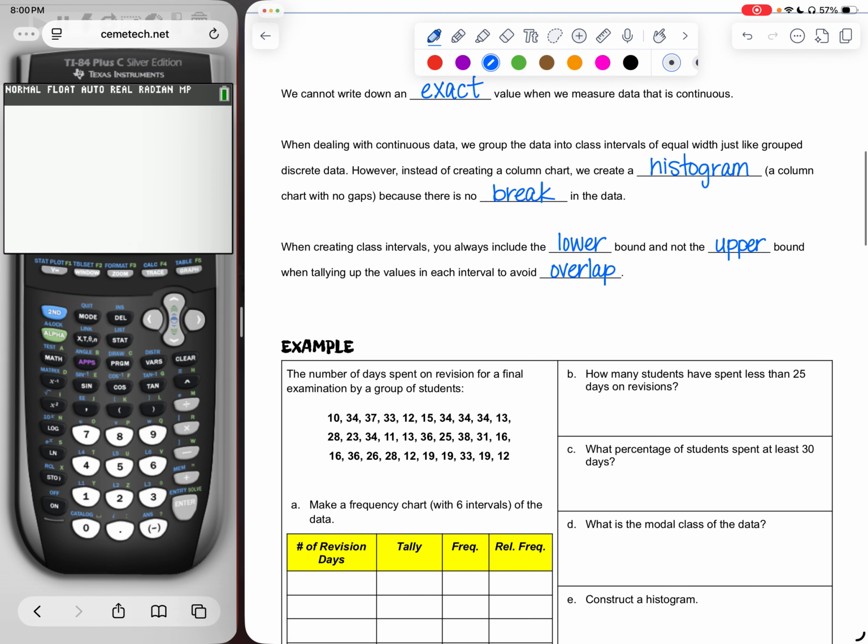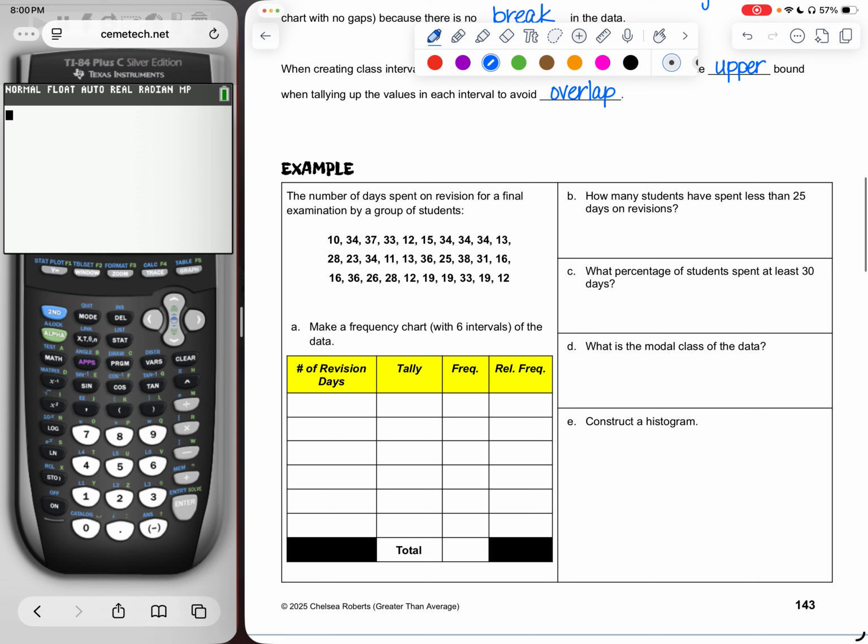Okay. So now let's look at our example here. It says the number of days spent on revision for a final exam by a group of students are as follows. It says make a frequency chart with 6 intervals of the data. So the lowest number that I see in this list is a 10, and the highest number that I see is 38. So I'm going to try to figure out how I can make 6 intervals here.